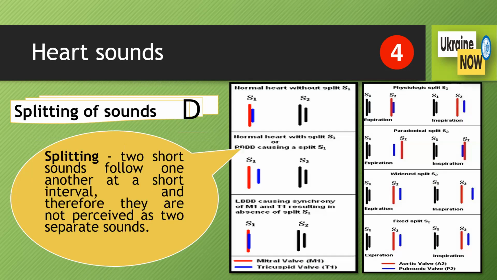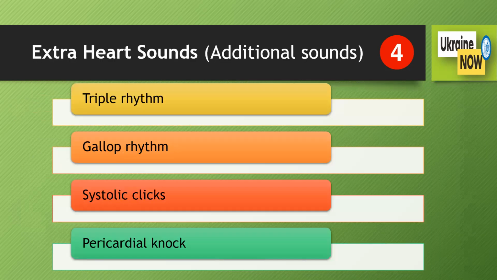Point 4 in the examination plan during auscultation is the presence and characteristics of splitting of the heart sounds and extra heart sounds. It may be revealed in auscultation, caused by asynchronous work of the right and left chambers of the heart. Splitting is when two short sounds follow one another at a short interval, and therefore they are not perceived as two separate sounds. Extra heart sounds are triple rhythm, gallop rhythm, systolic click, and pericardial knock.